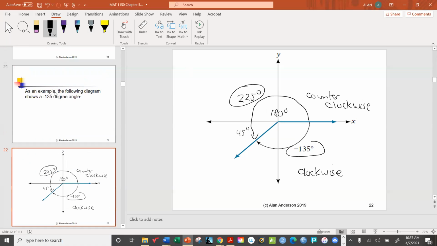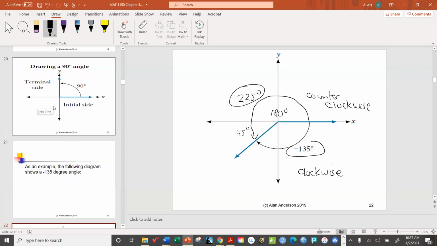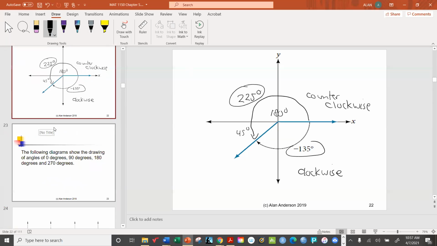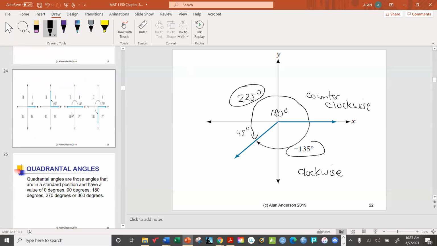So yes, you can have negative angles, but it's just a perspective thing. Which direction are you going in? So altogether, the important ones to remember are 90, 180, 270, and 360, because they represent moving through an entire quadrant, or 1/4 of the way through the circle.